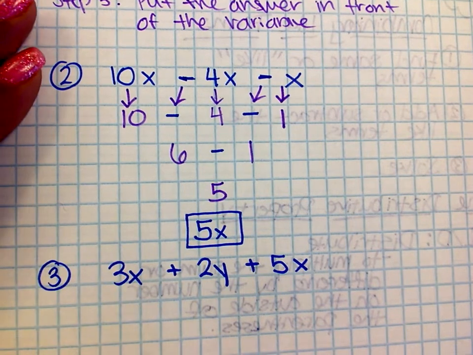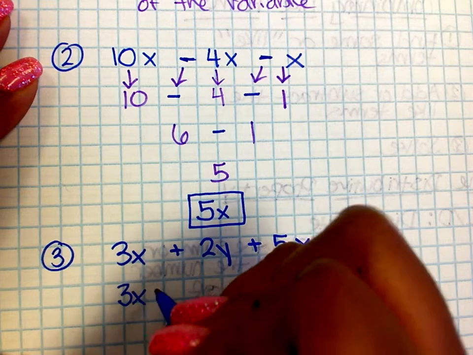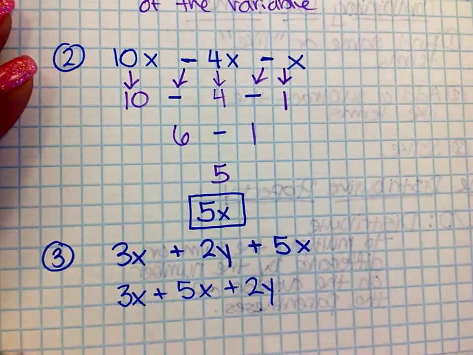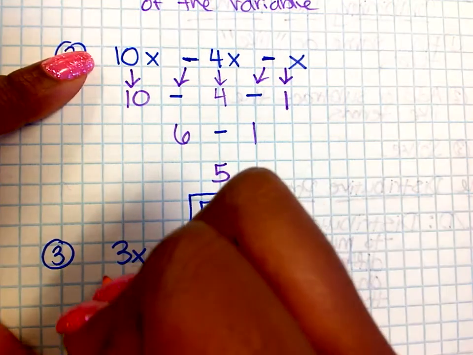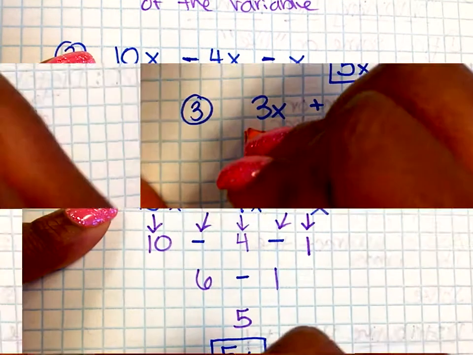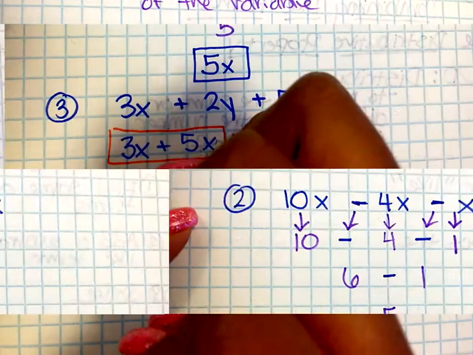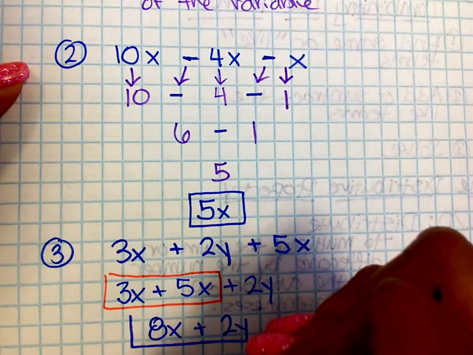Okay? So I'm going to put the same variables next to each other because that's what I like to do. I'm going to put 3x plus 5x plus 2y. Doesn't change the problem at all. So now I'm combining the ones that are the same. These ones are the same, but 2y is not the same. So then I just add the numbers in front of the variable. What's 3 plus 5? 8. 8x plus 2y. That would be my answer.